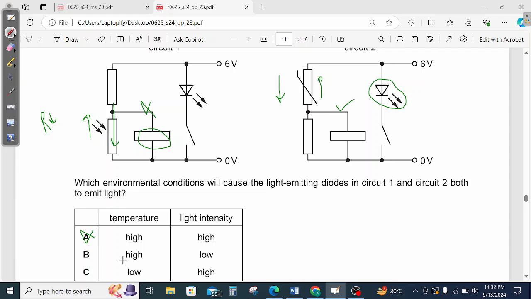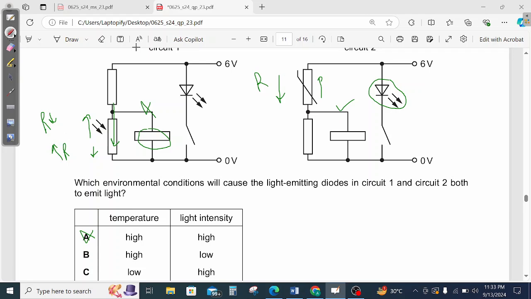If you look on the B option, temperature is high. When temperature is high, resistance is low. Again, this LED will glow, but on the other hand, intensity has been mentioned low. When intensity is low, then resistance will be high. The value of resistance is high.